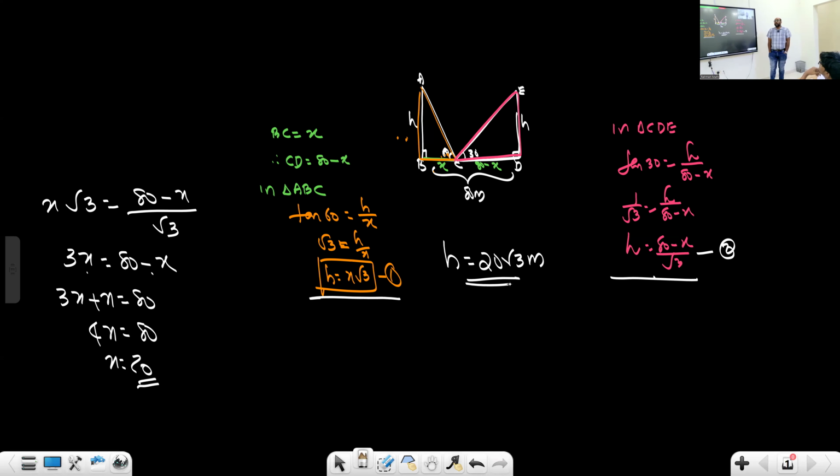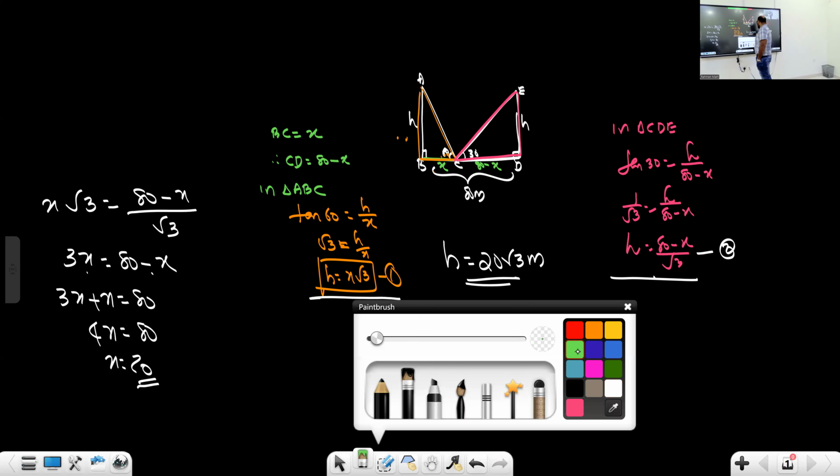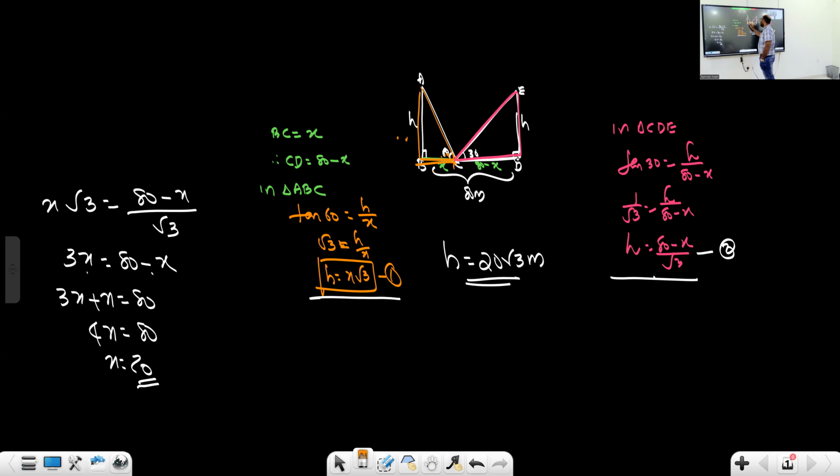Clear? There is one more question. Many people are forgetting the distances of where the observer is standing. They're asking what is this distance as well as this distance. How much is this distance? x is 20. This distance is 80 minus 20. And the distances are 20 meter and 80 minus 20, 60 meter.